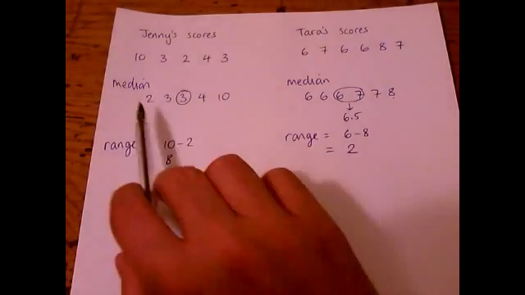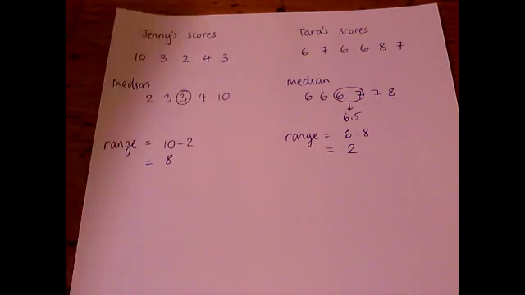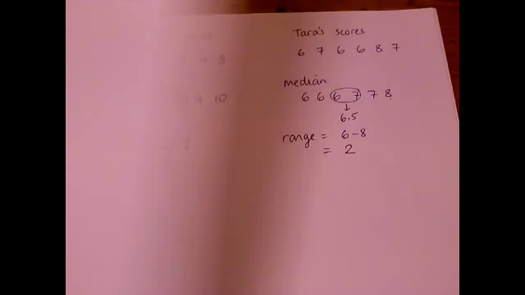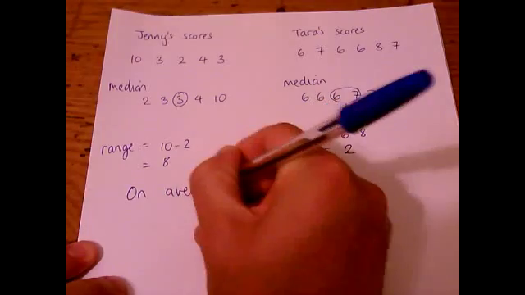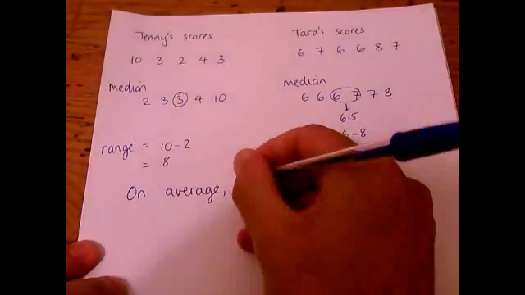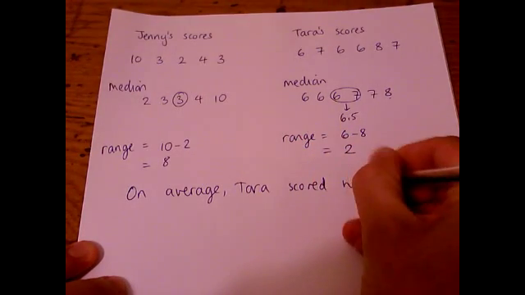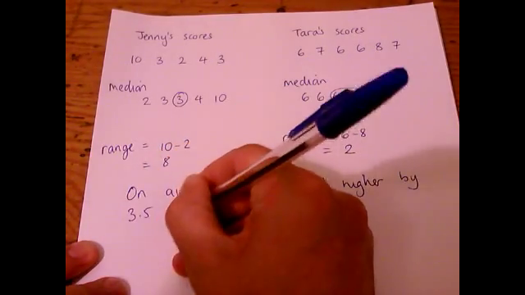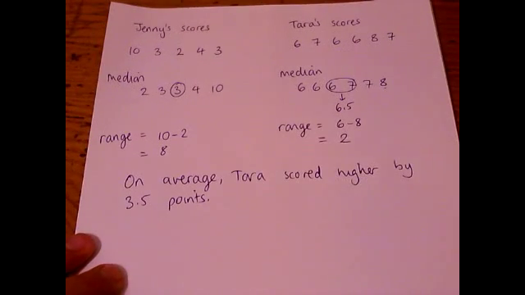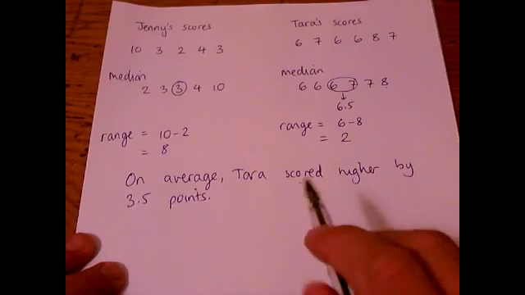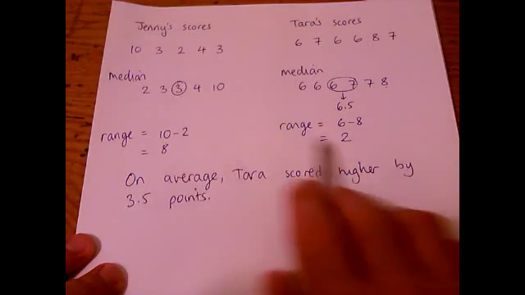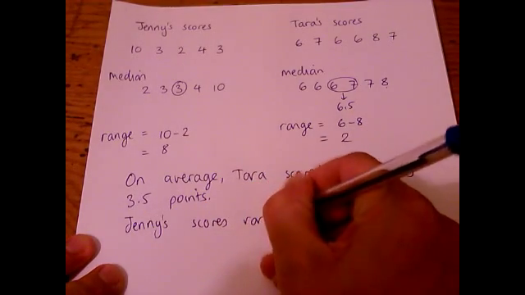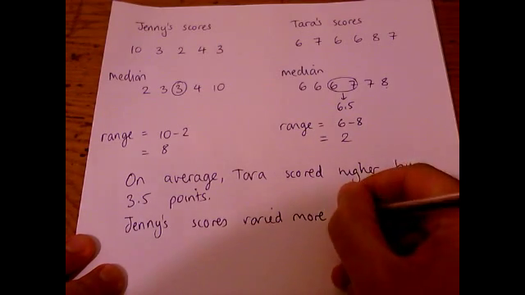So in this case we can compare the medians and we can compare the ranges. Remember, the median is a type of average, and therefore we can start the sentence on average. So we say on average, Tara got the better scores, by, well, the median here was 3, the median here was 6.5, so that's a difference of 3.5 points. We know that because the median is higher for Tara, so Tara on average got higher scores. And then again we can say who had more variation in their scores. Jenny, her scores varied more, and we know that because she had a higher range.